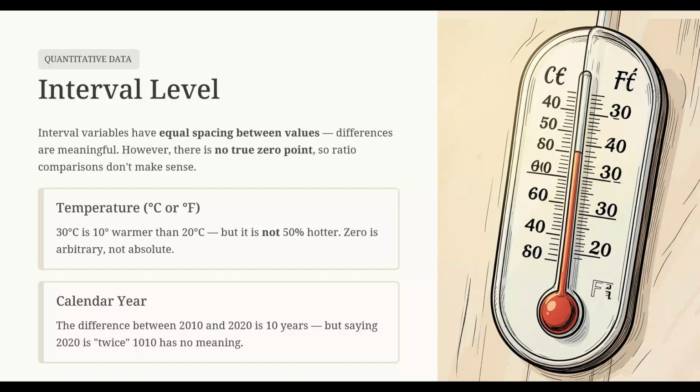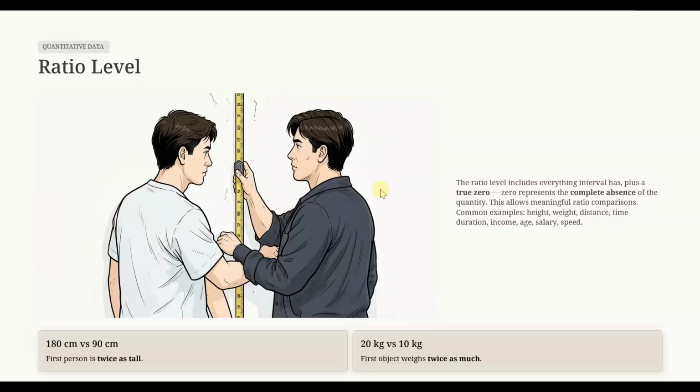Another example of interval data is calendar year. The difference between the year 2010 and 2020 is exactly 10 years, but saying the year 2020 is twice the year 2010 has no practical meaning. Hope the point is clear.